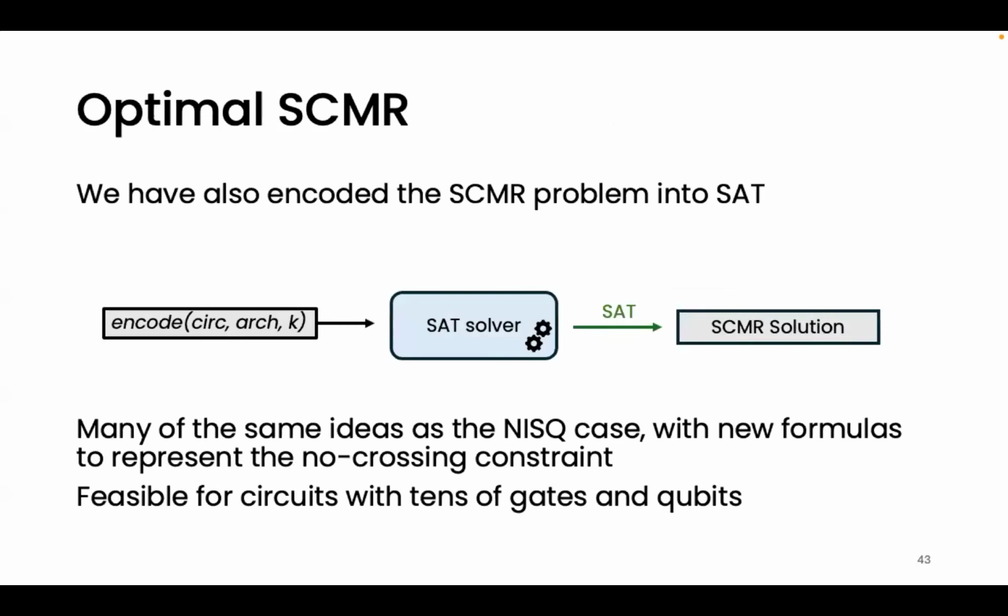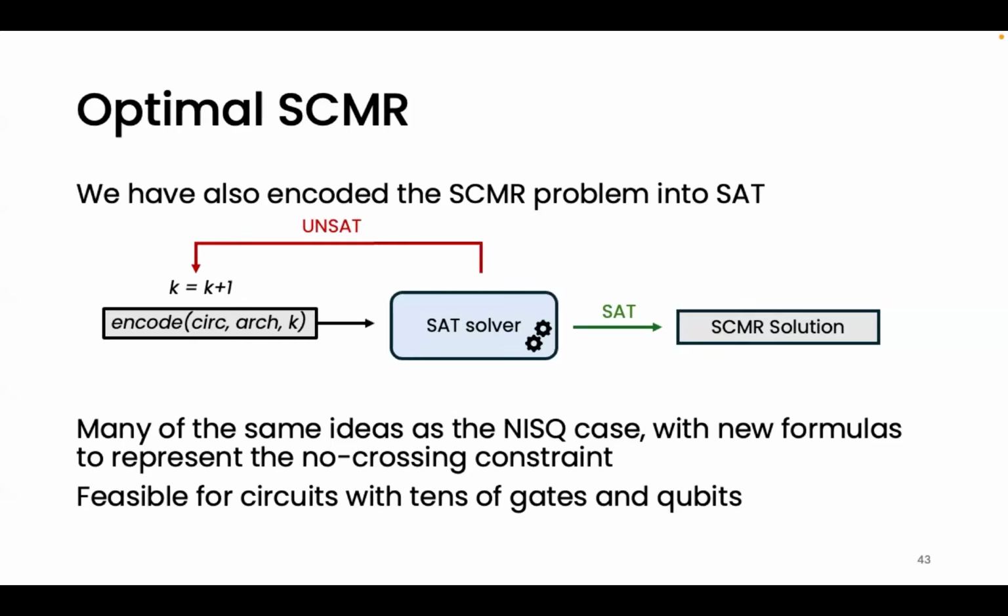And we also have a baseline that encodes the surface code mapping and routing problem into SAT. So given some circuit and architecture and number of time steps k, it produces a formula that's true if and only if there exists such a solution. And so if the formula is satisfiable, we can get a solution out of that assignment. And if it's not, then we can just increment k and try again. And so in this way, we get something with the optimal number of time steps.